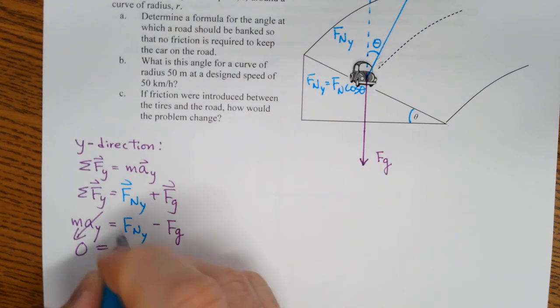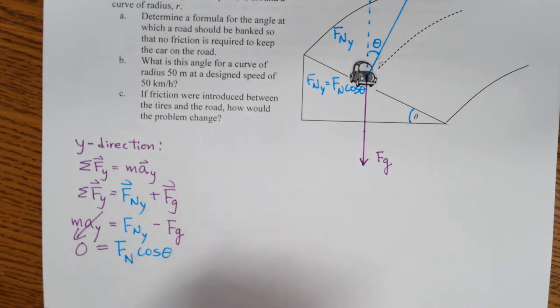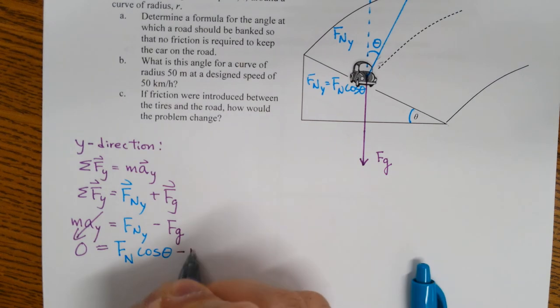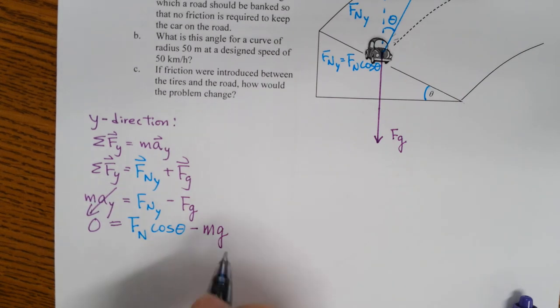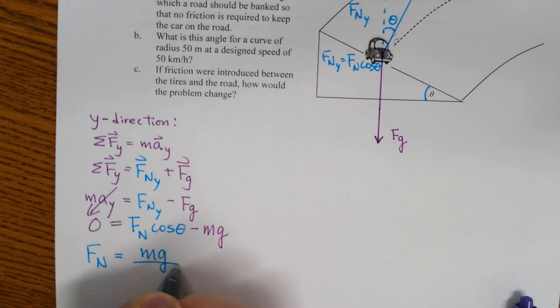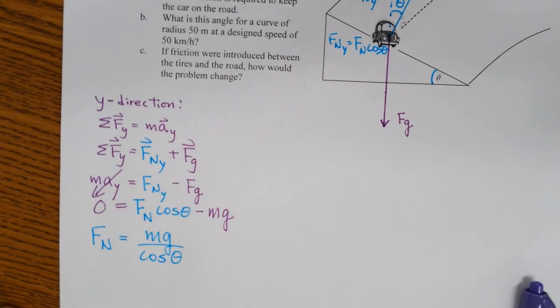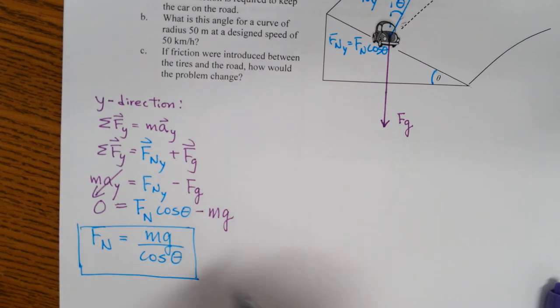So here, my F_ny can be replaced with F_N cosine theta, and that minus mg. Okay? So my F_N is equal to mg over cosine theta. Now don't try to memorize these things. You should know how to derive them.